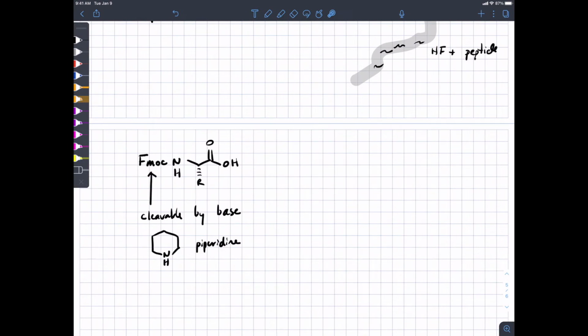So the FMOC strategy involves a base-labile alpha amino protecting group, and then on the resin, it involves an acid-cleavable linker, not just HF-cleavable. And the innovation was, I think, inserting oxygen in the bond between resin and your benzyl chloride.